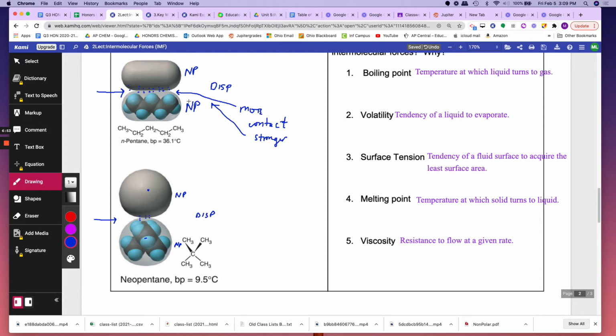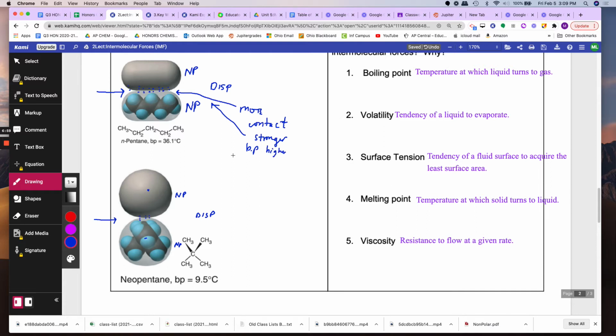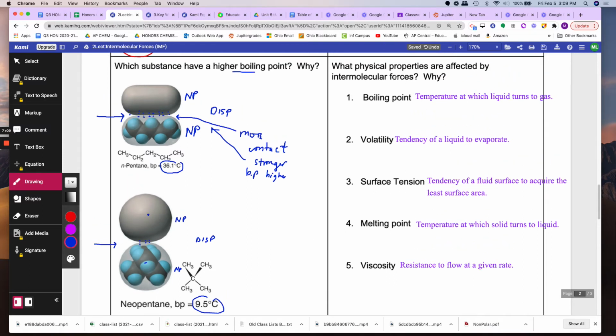If the force between them is stronger, the boiling point will be higher, because it'll take more to break it because it's stronger. As you can see here, the boiling point is 36. Here, the boiling point is 9.5. Okay? So, what physical properties are affected by intermolecular forces? You've already seen boiling point.